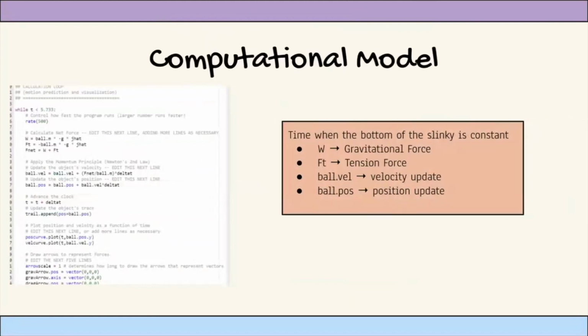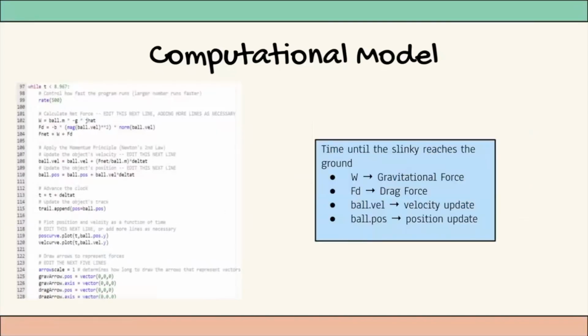Then, for the first while loop, we had that W was the gravitational force, and this happened in the time when the bottom of the slinky was constant. W was the gravitational force, Ft the tension force, ball.vel the velocity update, and ball.pos the position update.